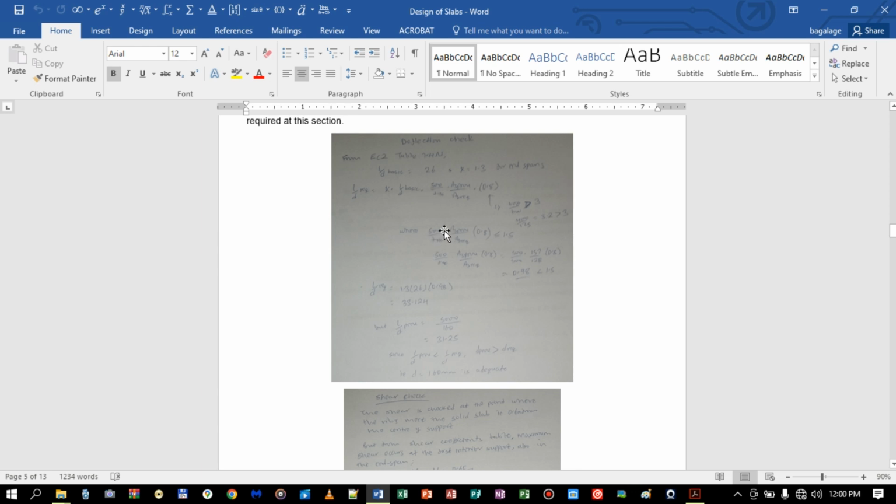So last time we looked at how to design a hollow block slab floor, and we stopped at the design selection of main reinforcements. And now today we want to look at the deflection check and the shear check for the same.